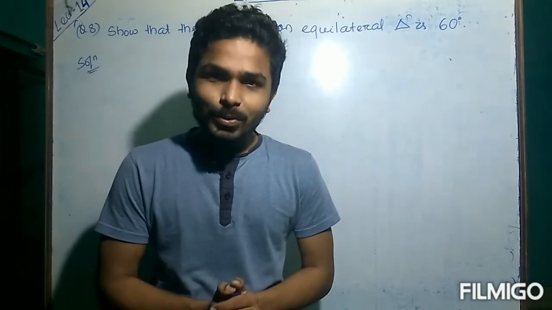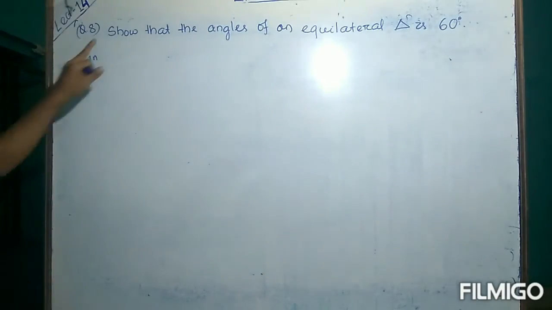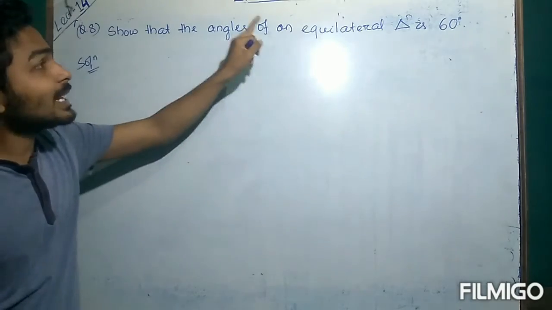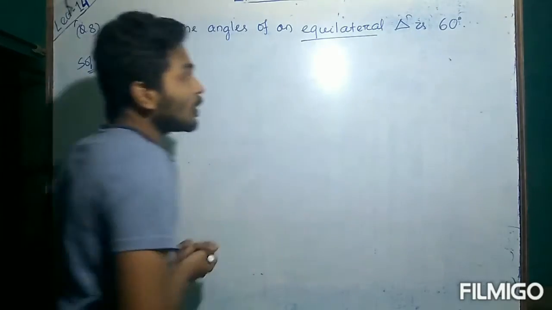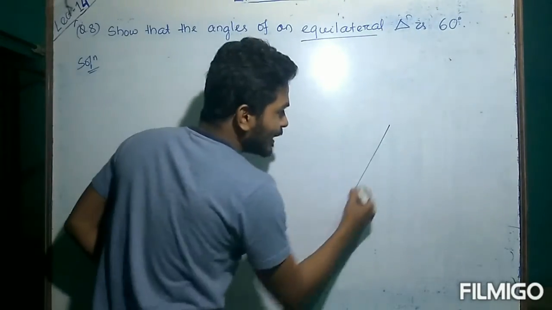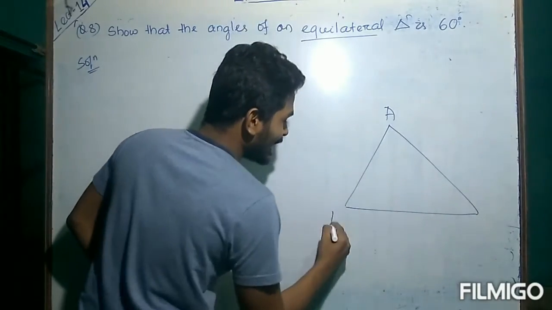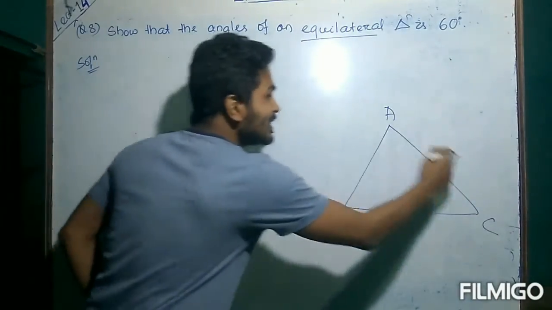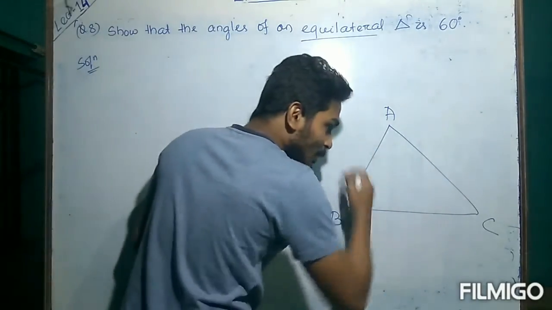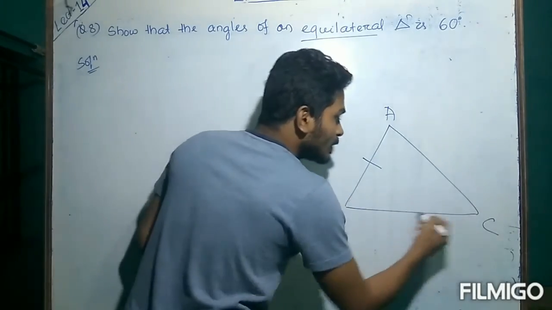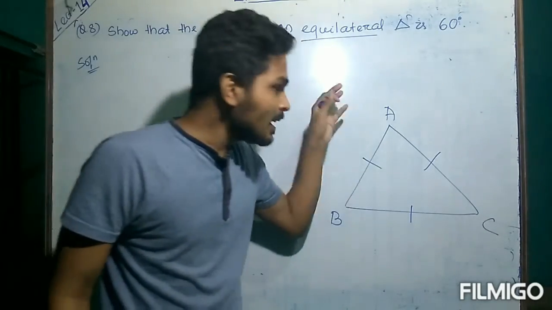And finally coming to the last question of this exercise, that is question number 8. In the question number 8, it gives you that the angles of an equilateral triangle is 60 degree. Okay. So we have to first draw an equilateral triangle. So what is an equilateral triangle? A triangle in which all the three sides are equal is known as equilateral triangle. So if it is an equilateral triangle, then this side AB is equal to this side BC is equal to this side AC. Then it is known as an equilateral triangle.